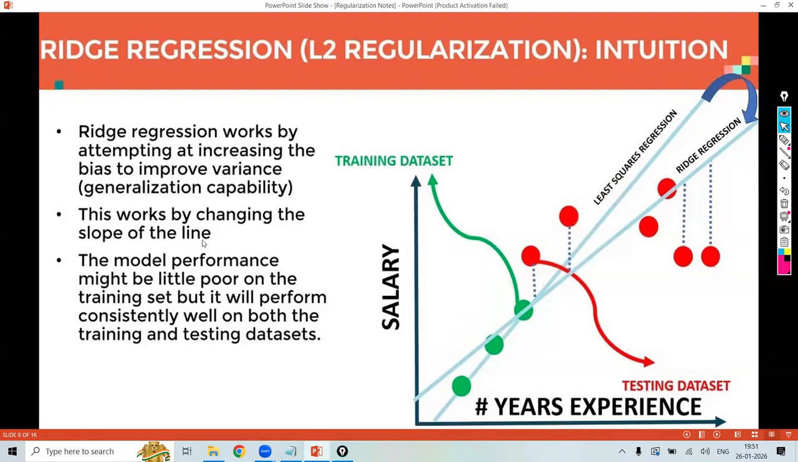Now, by changing the slope of the line, the model performance may be a little poorer on the training set, because now you will get some error. Earlier the train error was 0. Now some error is there. You slightly added error for the train data. But how much have you decreased in the test data? That is important. It may be slightly poor on the training set, but it will perform consistently on both training and testing. Point is clear? This change in the slope only.